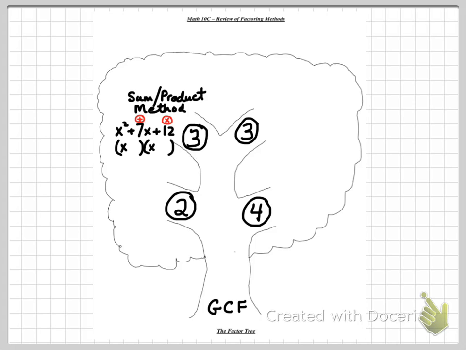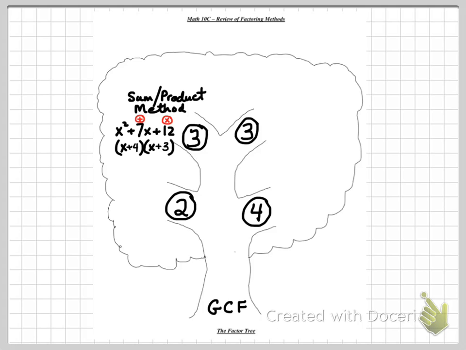Well, the only things that multiply together to give me 12 are 12 times 1, but that adds up to 13, so those don't work. 6 times 2 adds up to 8. That doesn't work. And the only one that works is 4 times 3, and 4 and 3 add up to 7. That one works. So we can break this down into 2 binomials, x plus 4 times x plus 3. So in a little more depth, we're going to go into this.